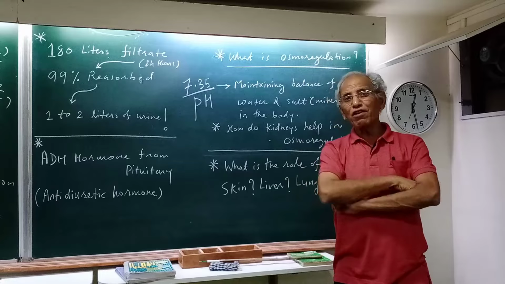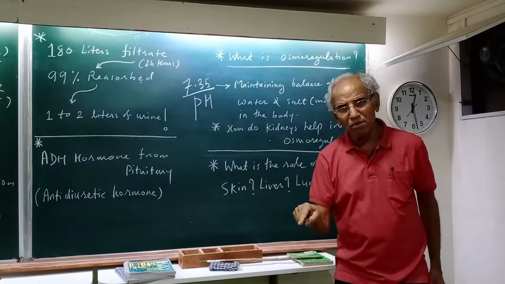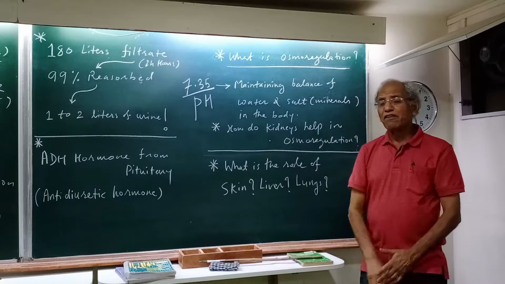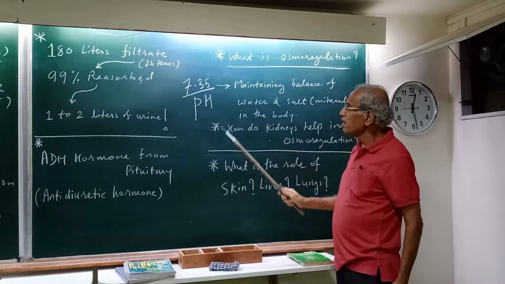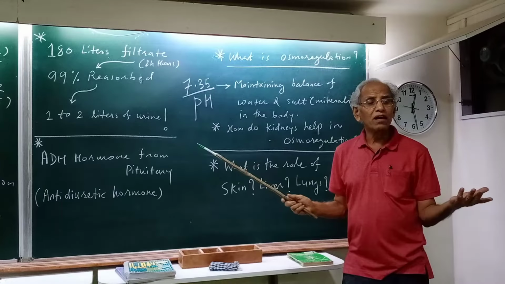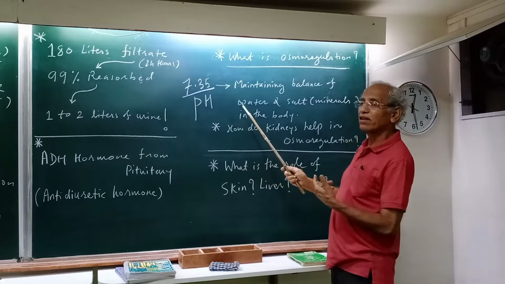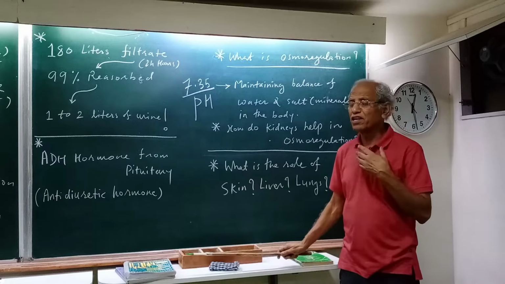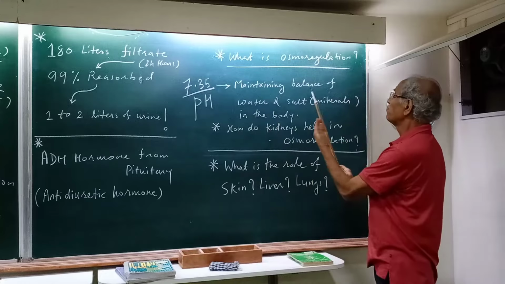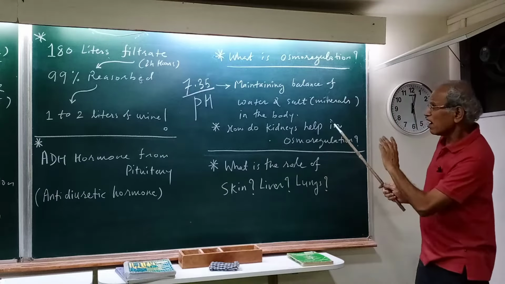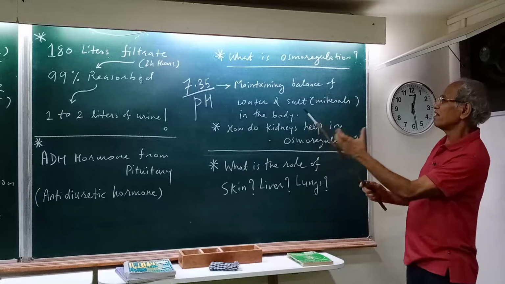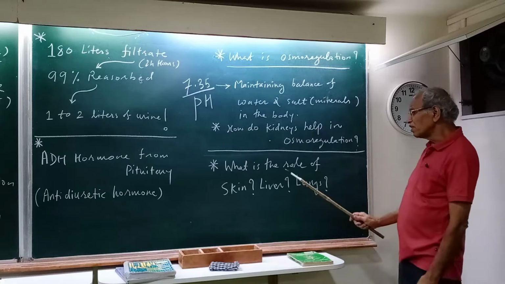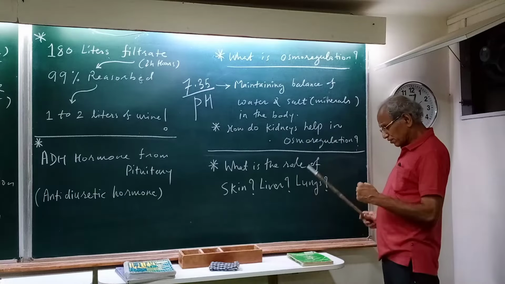Kidneys, they are involved in urine formation. While urine is being formed, they are side by side doing osmoregulation. And when the osmoregulation is done, side by side, the blood pH is maintained. Hydrogen ion concentration. That's all important. For a good healthy life, you need to have all these things done side by side. So kidneys are fantastic organs. They will perform all these roles. I will now stop talking about the kidneys and the nephrons. I will say something about the role of the skin, liver and lungs.